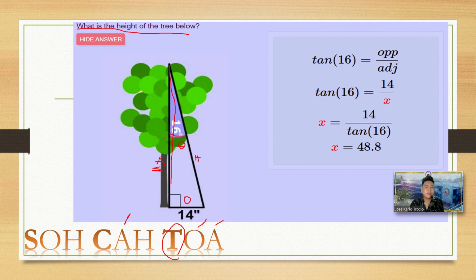Okay? So in trying to identify which to choose, is it the cosine, tangent, or sine, you need to find first the given value and the value which is to be found. So in this case, we know that theta is 16, so that is now tan times 16 is equal to opposite, which is 14 over x. We are looking for x, or the adjacent, right?